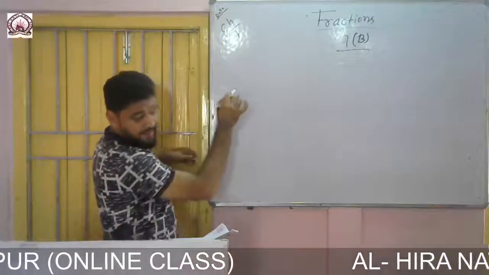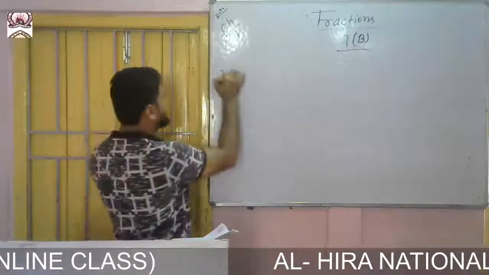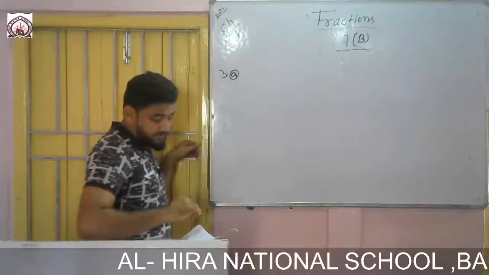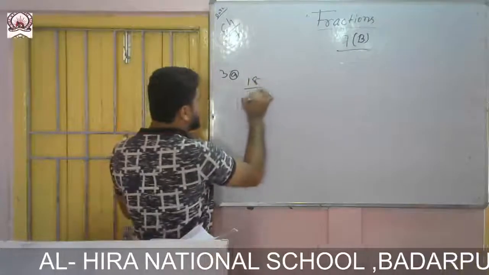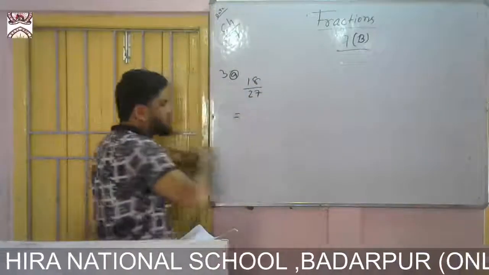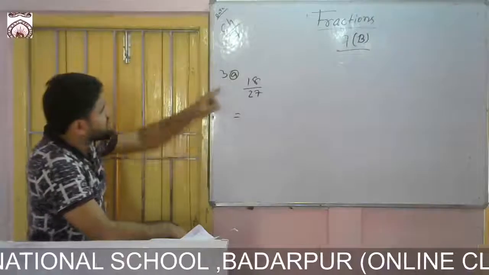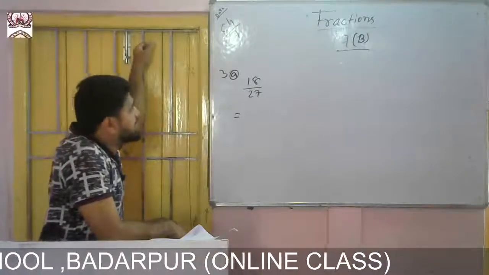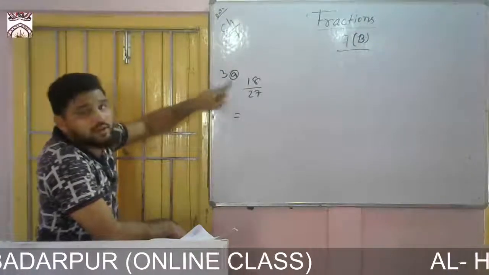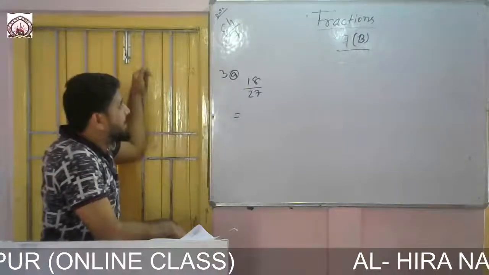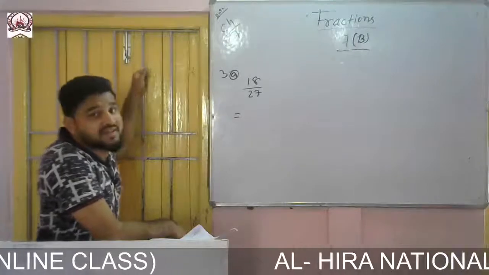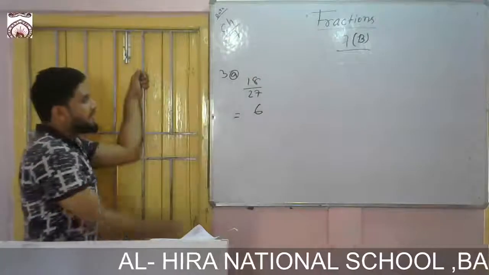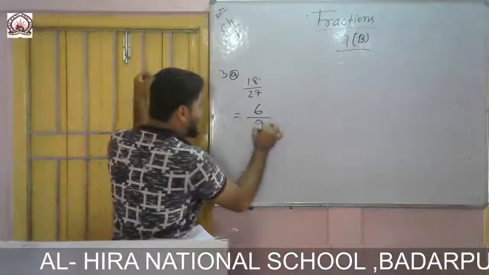So question number 3. 3A, what is there? 18 by 27. So 18 by 27, I need to write 2 equivalent fractions. If we cancel with 3, then what? You see, with 2 I cannot cancel both. So I can cancel with 3. So if I cancel with 3, then 3 6s are 18. 3 6s are 18. Okay. And 3 9s are 27.